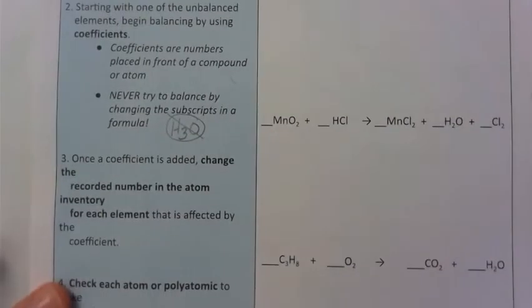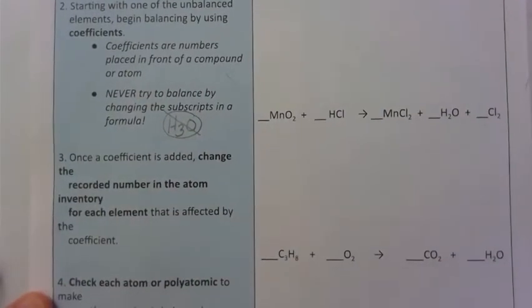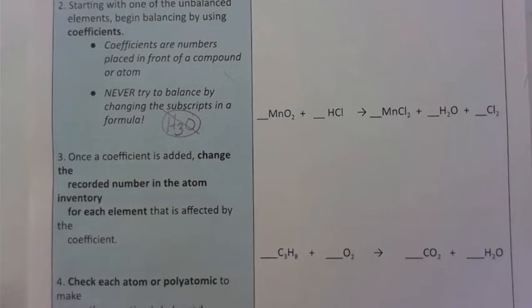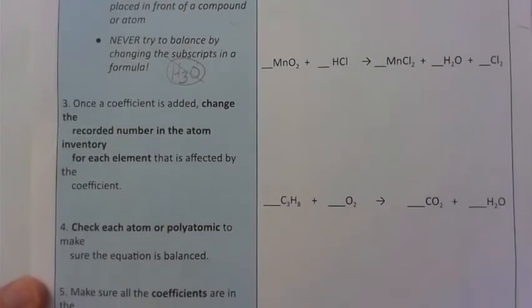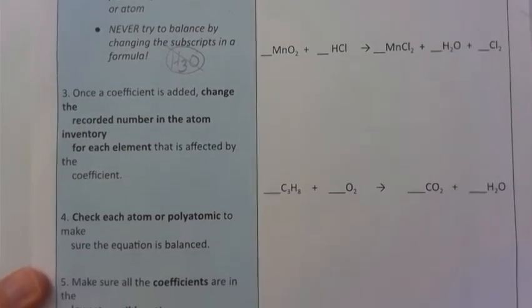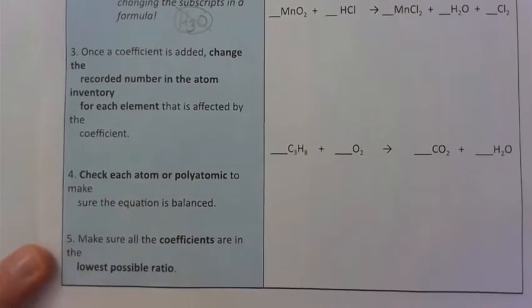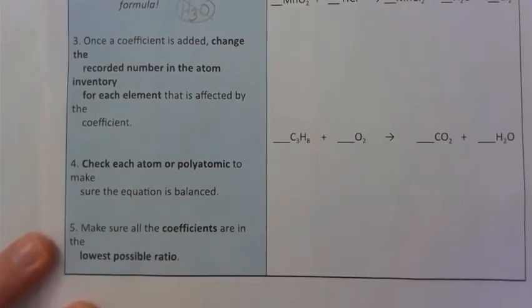Once a coefficient is added, we then have to change the recorded number in the atom inventory. So every time a multiplier goes in, we have to go through and update our count for that particular element or elements, and then check each atom or polyatomic to make sure the equation is balanced. And then lastly, make sure all the coefficients are in the lowest possible ratio, because there are multiple answers that could be possible, but we want it in the simplest whole number form.